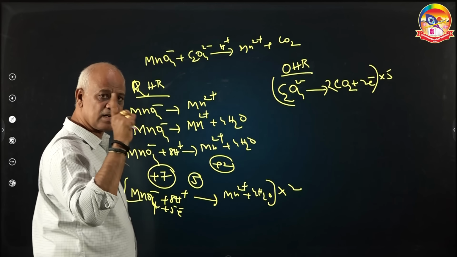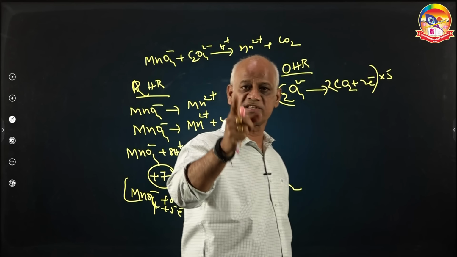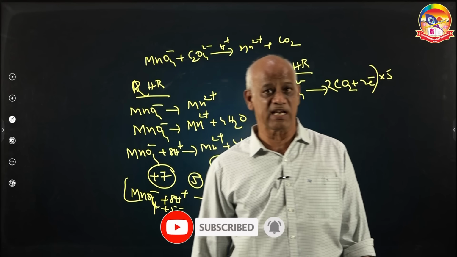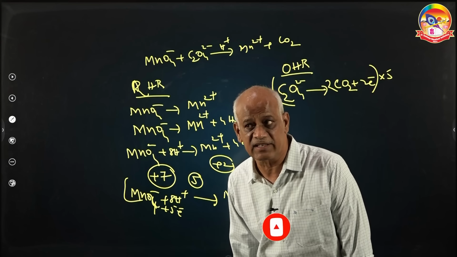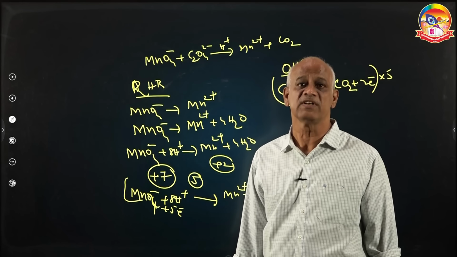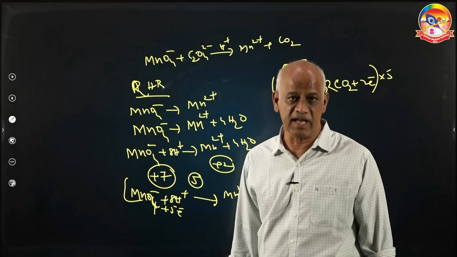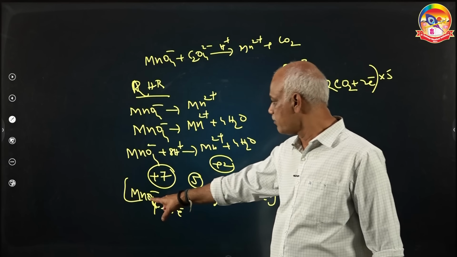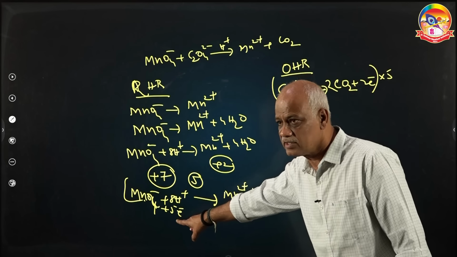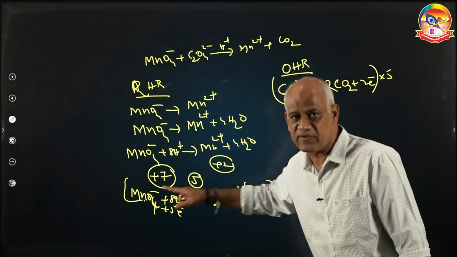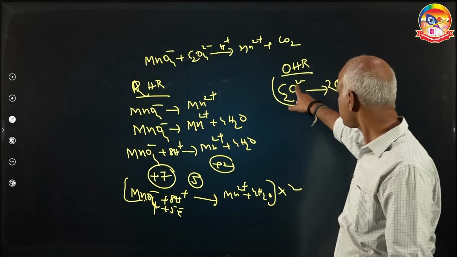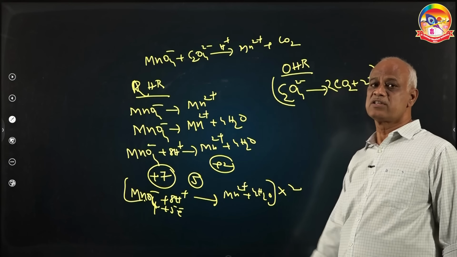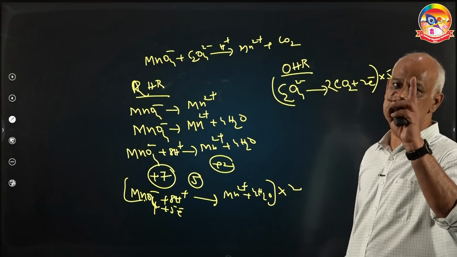The number of electrons lost or gained per mole of an oxidizing or reducing agent is called the N factor, or valency factor. What is valency factor or N factor? It is the number of electrons lost or gained by an oxidizing agent or reducing agent in a redox reaction. For every 1 mole of permanganate, you have 5 moles of electrons gained. So the N factor of permanganate here is 5. Similarly, for every 1 mole of oxalate, 2 moles of electrons are lost. So the N factor of oxalate in this reaction is 2.